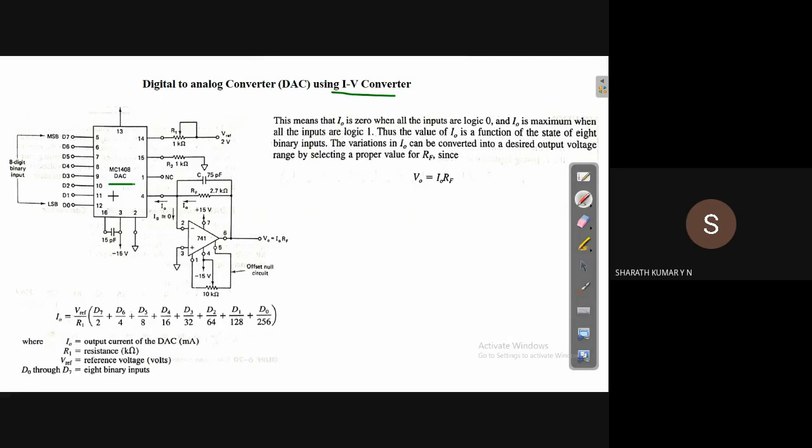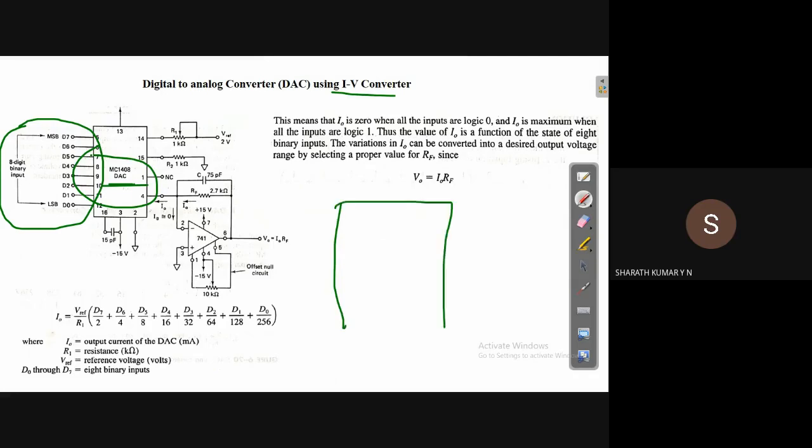MC140 is a DAC IC, digital to analog converter. It takes 8-bit digital input. Where is the application of DAC? For example, let's say an 8051 microcontroller is generating the output. In fact, we have one of the experiments in our microcontroller laboratory also using a digital to analog converter.